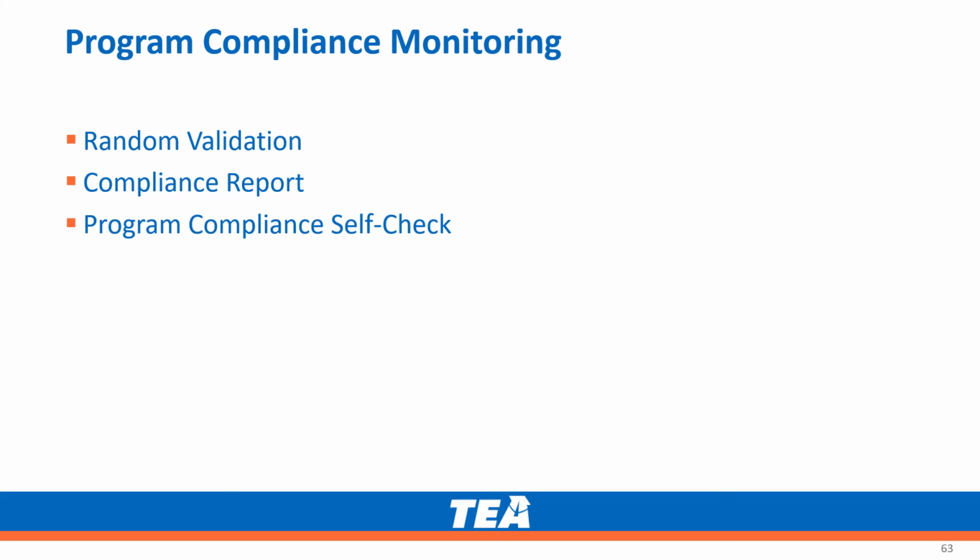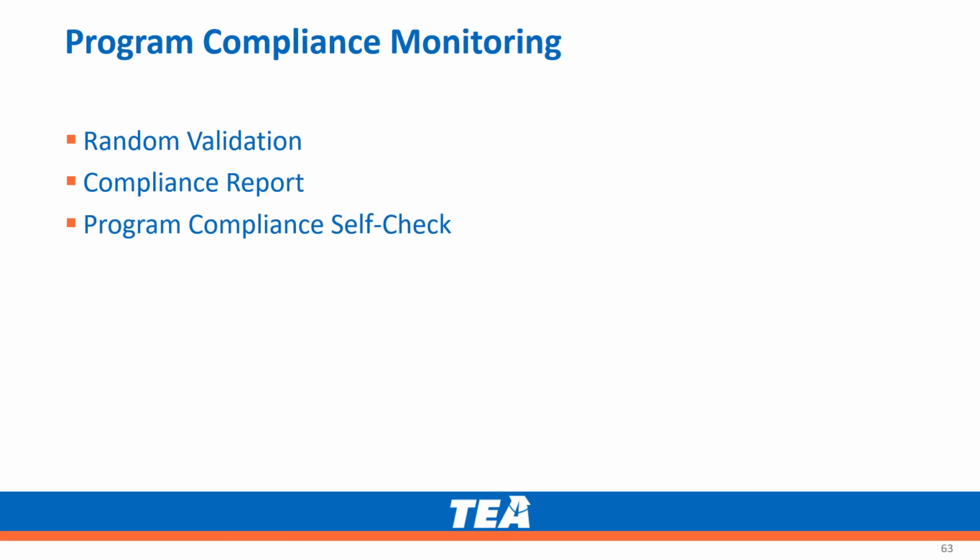Compliance monitoring for the Title II Part A program is done through three major events. To monitor compliance of each eligible entity receiving ESSA funds, the state conducts an annual validation process for LEAs, known as the random validation process.